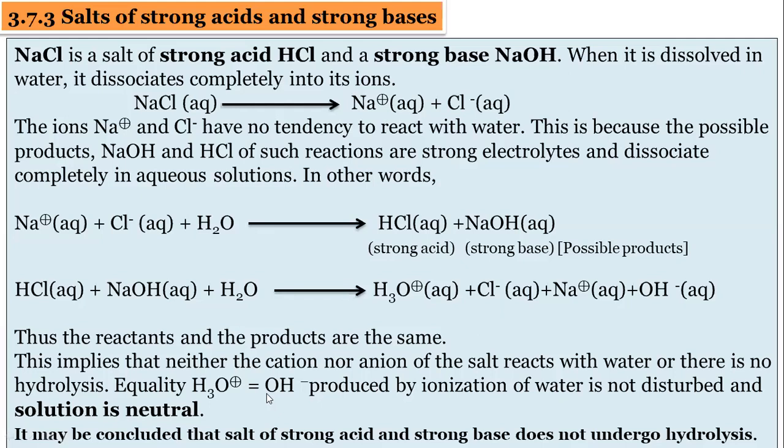If the cations or anions formed by the salt react with the ions of water, then the solution becomes acidic or basic. There are two types of ions, one is cation and one is anion. When the anions or cations do not react with the ions of water, then the solution is neutral. The same happens in the case of NaCl. When NaCl is dissolved in water, Na+ and Cl- do not react with water.